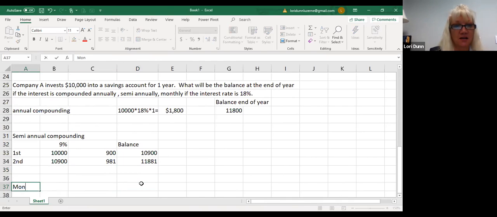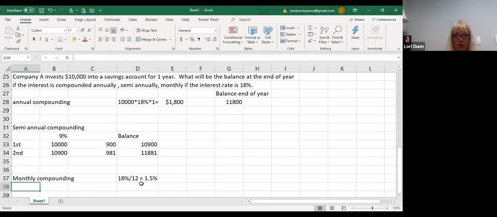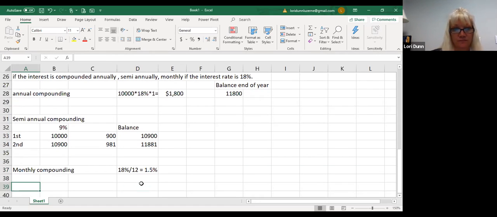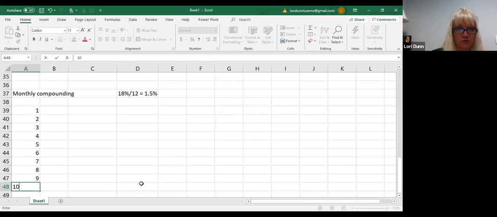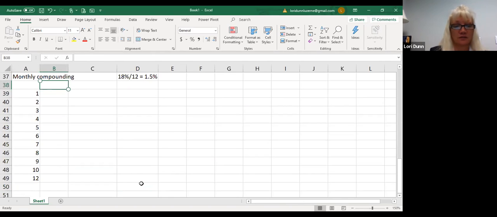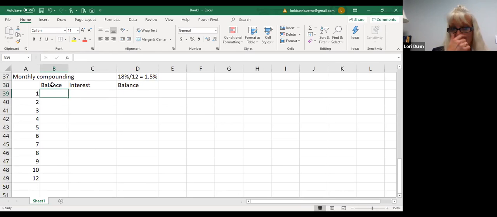Let's take a look at monthly compounding. Just like before, we need to find a monthly interest rate. So take 18% divided by 12 months. So our monthly interest rate that we'll use is 1.5%. So I'm just going to quickly put in 12 months here because we'll have 12 separate calculations. I'm going to do them quick in Excel just to show you them. So we'll start with our balance, then interest, so our first balance will be the $10,000.